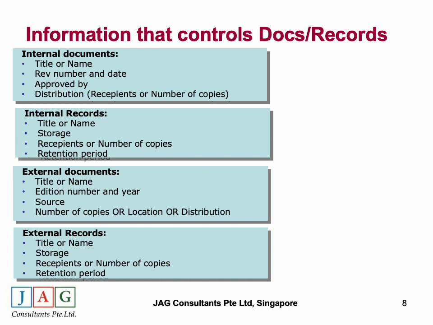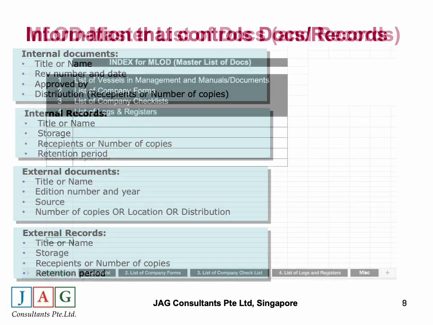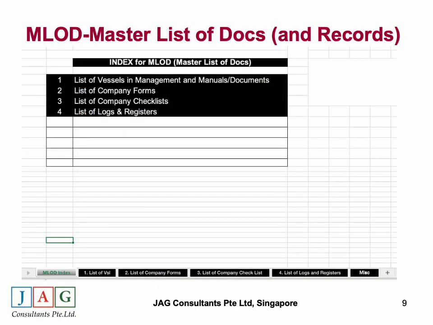Similarly, external records, such as, let's say, a PSC inspection report. Where is an inspection report to be stored? Who are the recipients for this PSC inspection report, and how long does it have to be retained, how many months or years? So typically there's a very important document, which is termed the master list of documents.